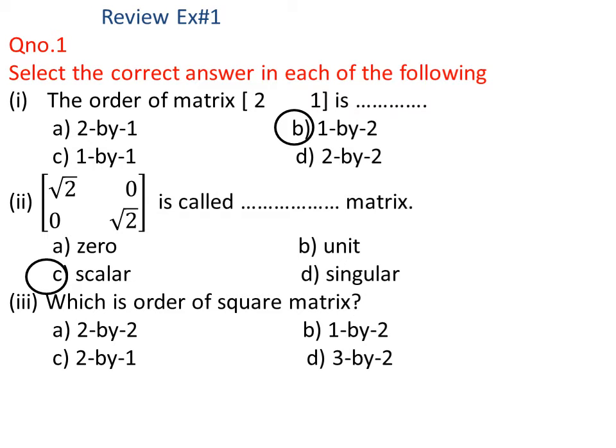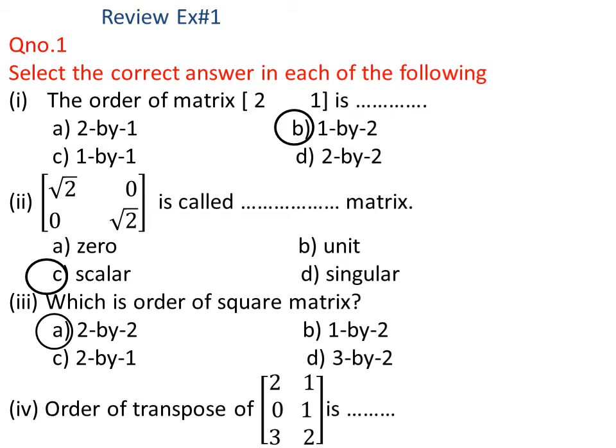Next is which is order of square matrix. We know that in a square matrix number of rows and number of columns are equal. That's why 2 by 2 is the correct option, because if there are 2 rows and 2 columns in a matrix, then we can say this is a square matrix.